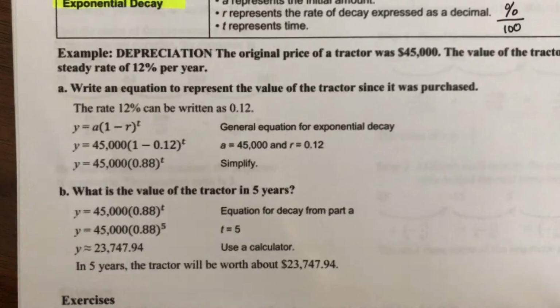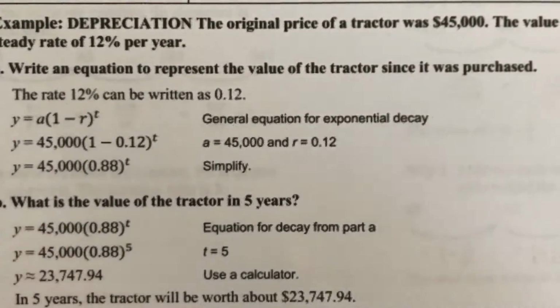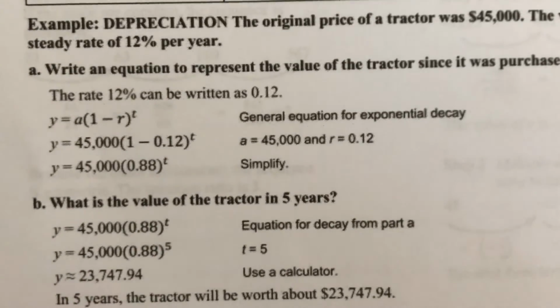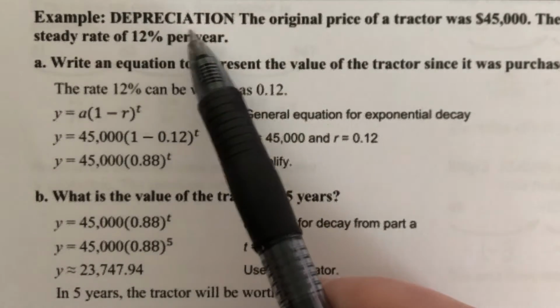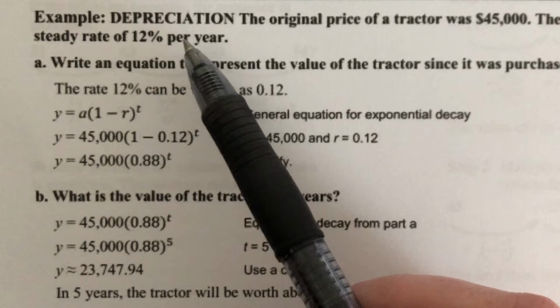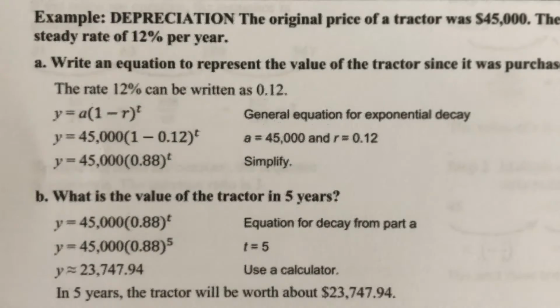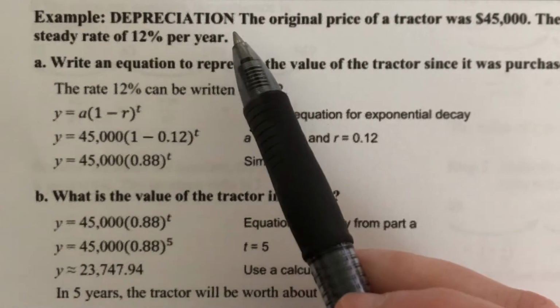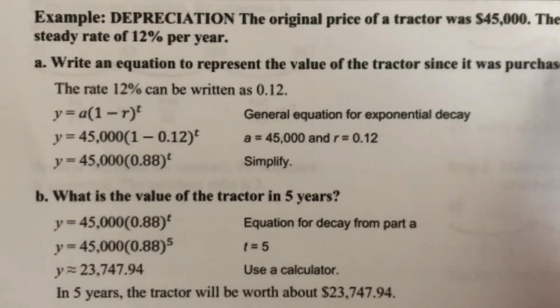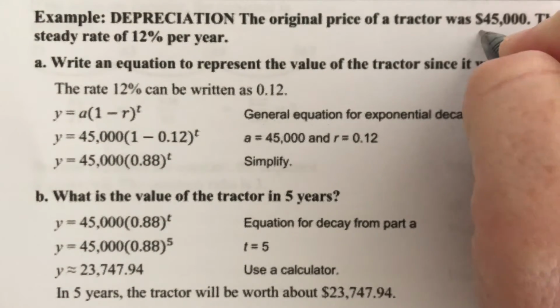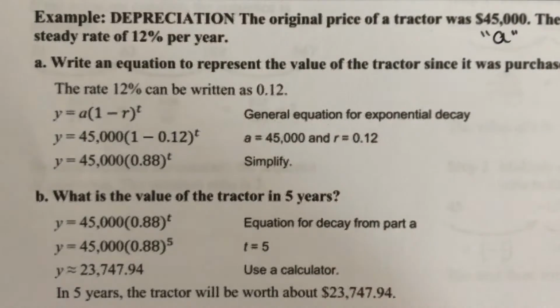I always like to go through the ones they've done for you because you can just check out what they're doing and then make sure you get the right answer. All right, depreciation. Appreciation is when something is growing, right? Depreciation is when something's doing the opposite. It's getting smaller. It's depreciating, losing value. The original price of a tractor was $45,000. So this is A. This is our initial amount, our starting amount.